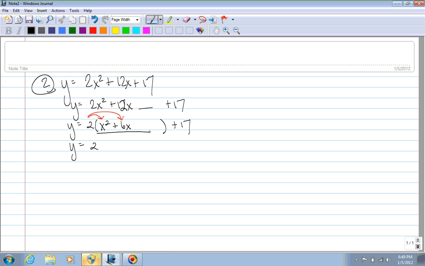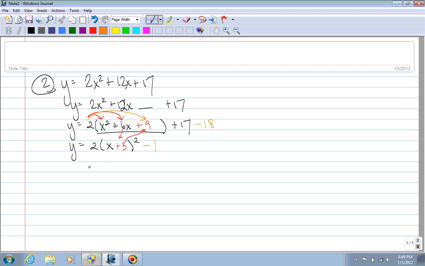So this trinomial you want to break down into a perfect square. So the process is half of the 6 goes inside the parentheses, square that number, and it fills in the blank. Now you didn't add 9 to the equation, you actually added 2 times 9 to the equation. So you have to take that back off. So 2 times 9 is 18, we have to pull that back off of the equation so you don't change the value. And then 17 minus 18 is negative 1.